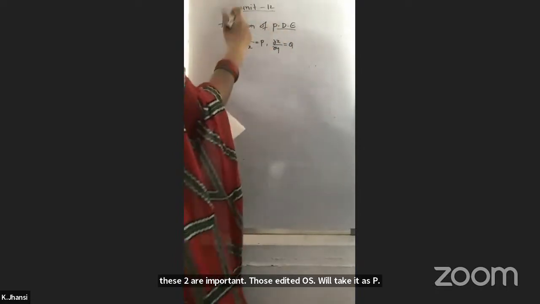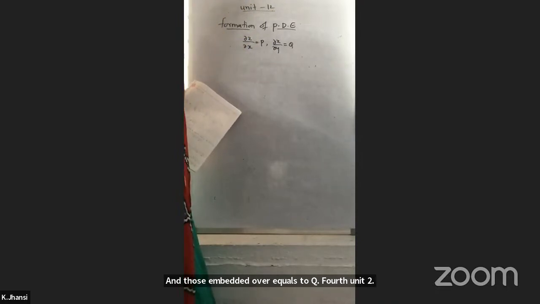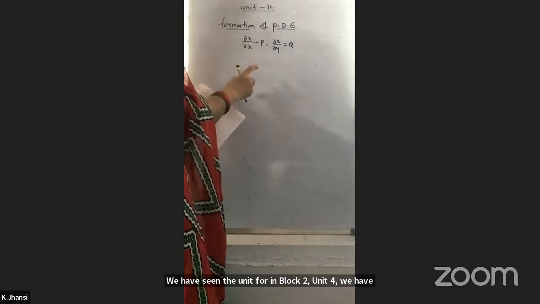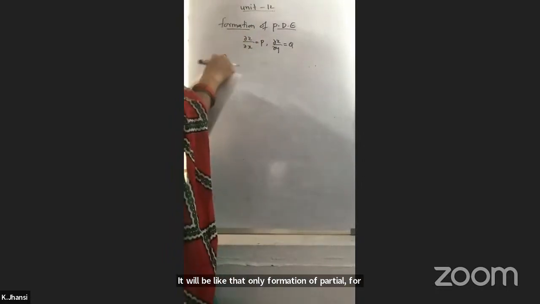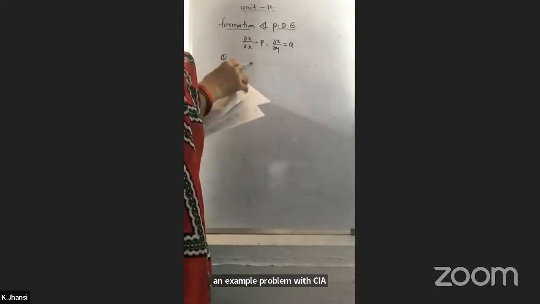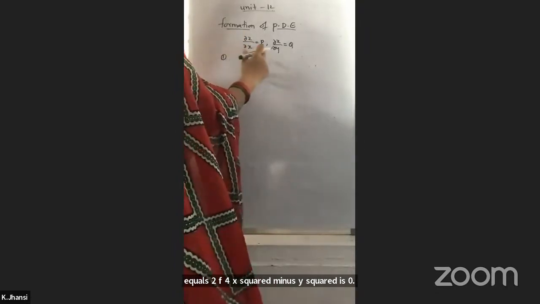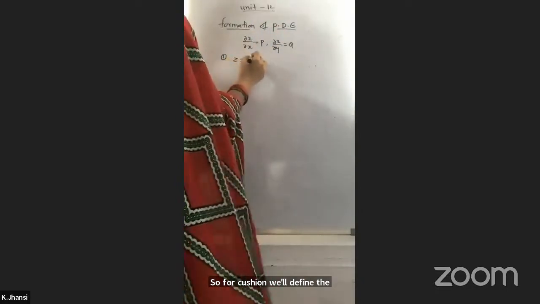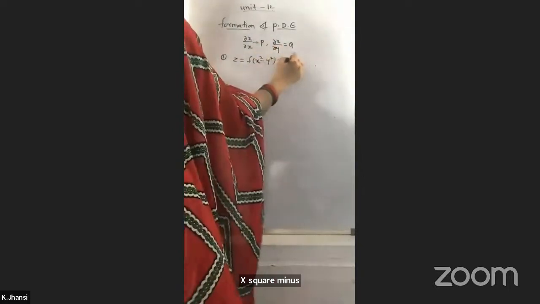In block 2 unit 4 we have seen the formation of differential equations. The formation of partial differential equations will be almost like that. We will see one example problem so you can understand this. That is z equals f of x square minus y square. The question will be: form the partial differential equation from the given equation. So z equals f of x square minus y square. Take this as 1.